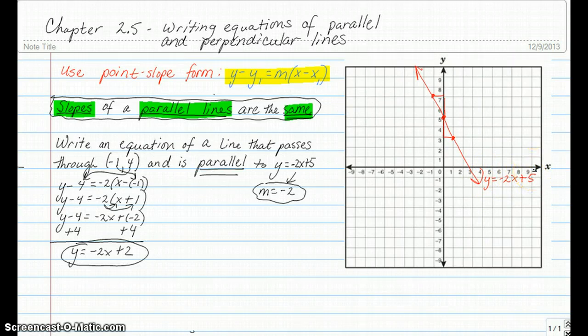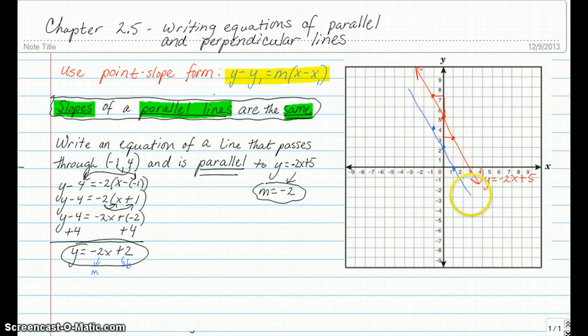Now I'm going to graph y equals negative 2x plus 2. So 2 is the b value. I'll write b underneath there. The m value is going to be negative 2. And so we're going to go down 2 and 1 to the right. I'm going to go up 2 and 1 to the left. And then I'm going to connect my points.